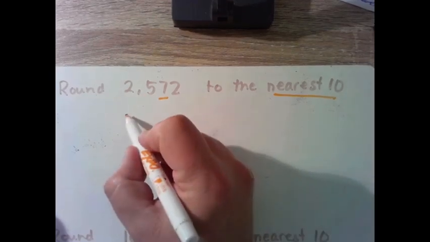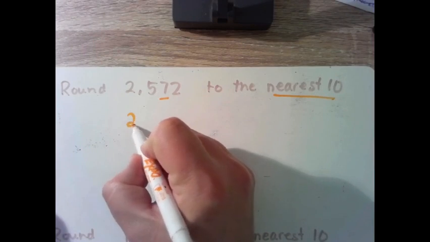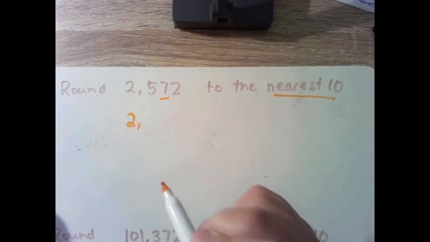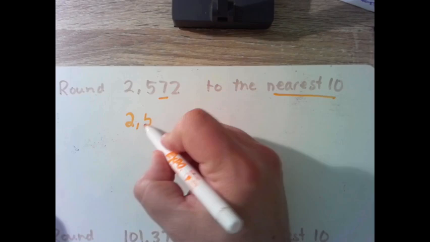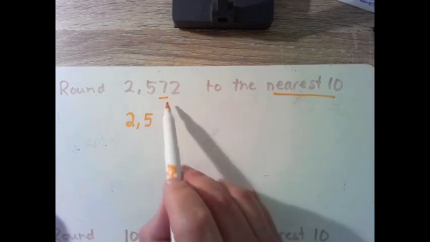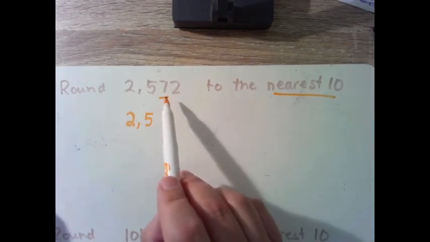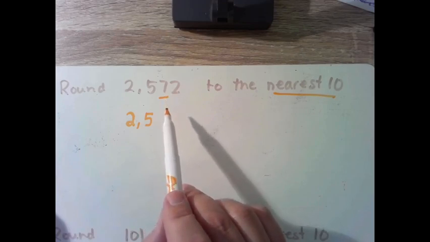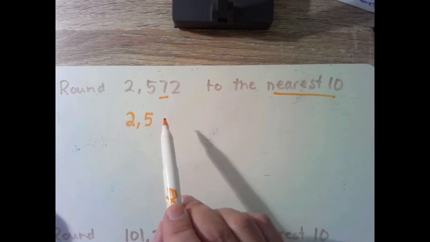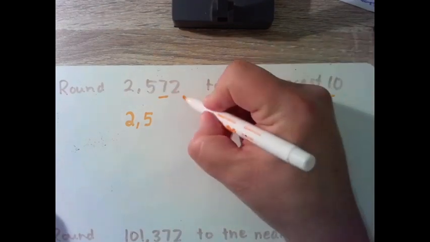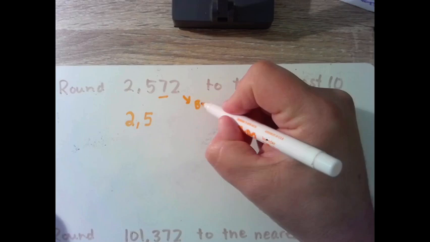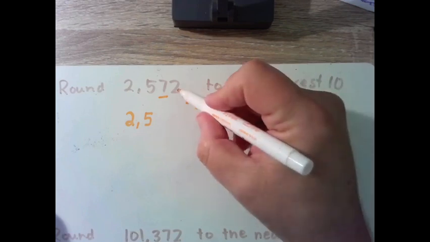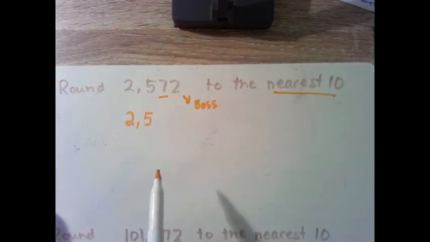So now we're going to rewrite the 2, rewrite the comma, rewrite the 5, and then this is where we stop. And we got to decide what we're going to do with that 7. The digit that tells us what to do with that 7 is the digit that's after. I call this one the boss. Okay, so this 2 is going to tell us what to do with that 7.